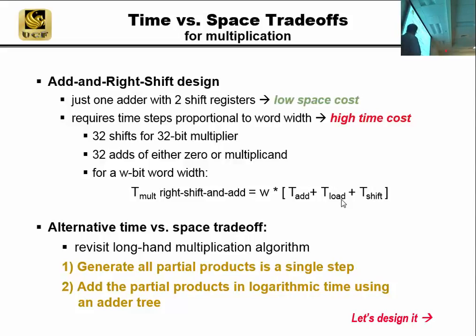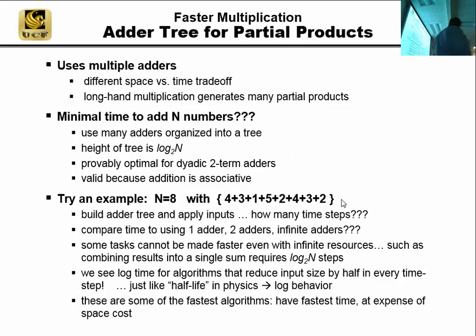It's very interesting. So the basic approach, this is the first design, we call add, load shift is add and right shift multiplier. The second approach is what we call an array multiplier. We're going to generate all the partial products in a single step. Then we're going to add them all up, and we're going to use adders shaped in a tree. And that's the interesting part.